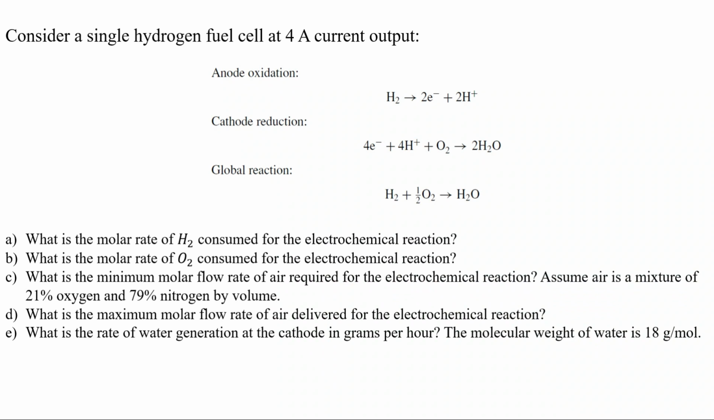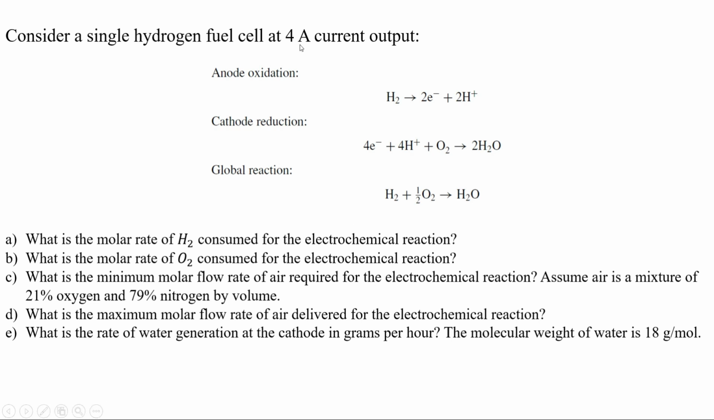Now we are looking at a problem. Consider a single hydrogen fuel cell at 4 ampere current output. We have a fuel cell whose capacity is to generate 4 ampere current. Anode oxidation reaction is H2 breaking down into 2 electrons plus 2 H positive. Cathode reduction will be 4 electrons plus 4 H positive plus O2 giving 2 H2O, and the overall reaction will be H2 plus half O2, and it gives us water.